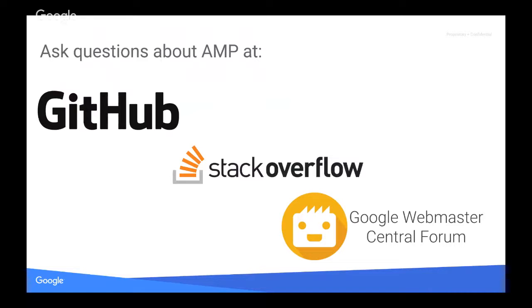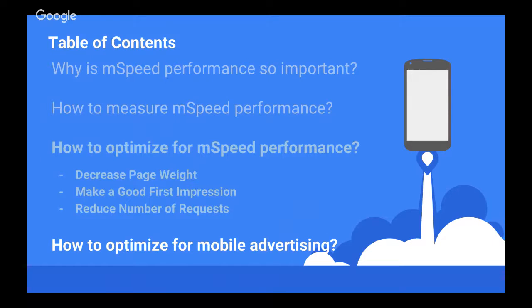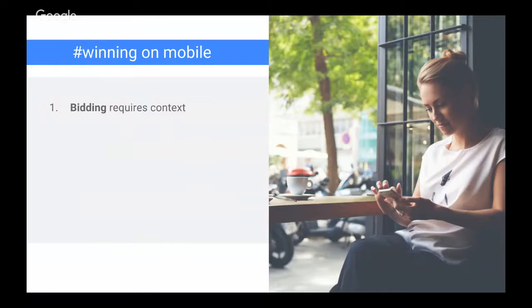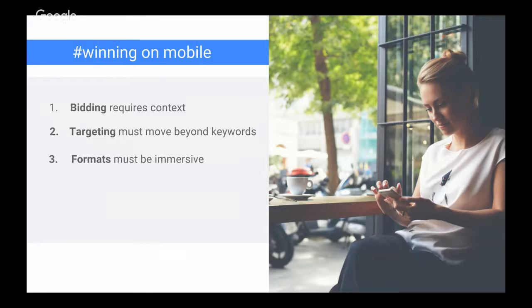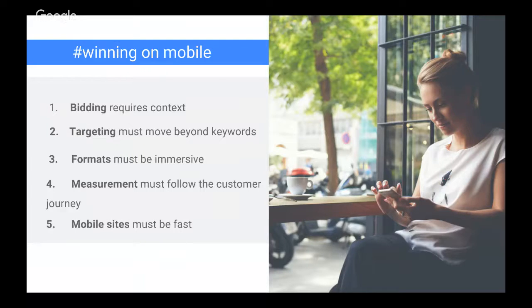Okay, sounds good, right? Let's proceed to the last section for today, which is how to optimize for mobile advertising. So how do you actually win on mobile, right? So there are 5 main guiding principles. First of all, bidding requires context. Second, targeting must move beyond keywords. Third, formats must be immersive. Number 4, measurement must follow the customer journey. And last but not least, mobile sites must be fast, which is what Aru and Sherry have been talking about, how to actually improve your mobile sites' loading speed.